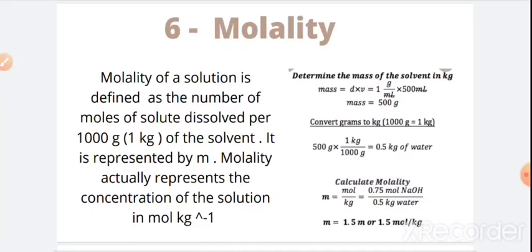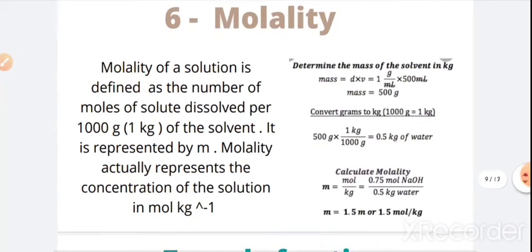Determine the mass of solvent in kg. Mass is equal to... you know the density formula. Density is equal to mass upon volume, so mass will be density into volume, right? If volume is given as 500 liters or 500 ml, it will come to 500 grams.